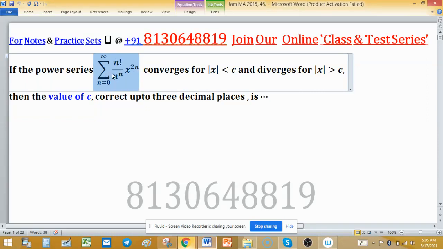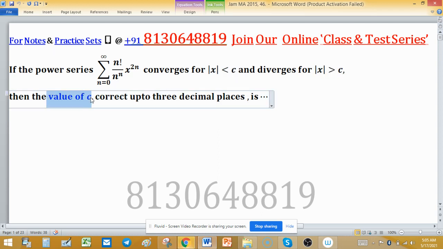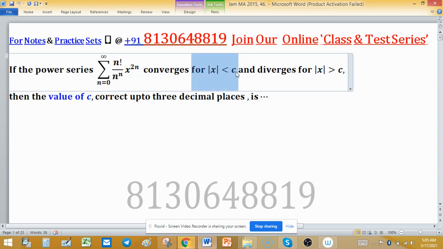If the power series given by this expression converges for mod x less than c and diverges for mod x greater than c, then we have to find the value of c correct up to 3 decimal places. As you can see, it converges for mod x less than c, so c is the radius of convergence, because a power series converges for those values which are less than the radius of convergence and diverges for greater values.